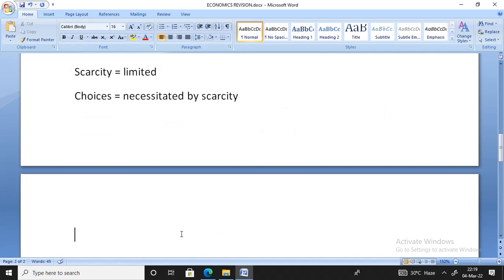Then every time you make a choice, you incur a cost, because in making a choice, you are saying you choose this one and you have to forgo some other benefits. So the benefits forgone in the next best alternative is what is called opportunity cost. So opportunity cost arises because of benefits forgone in the next best alternative.